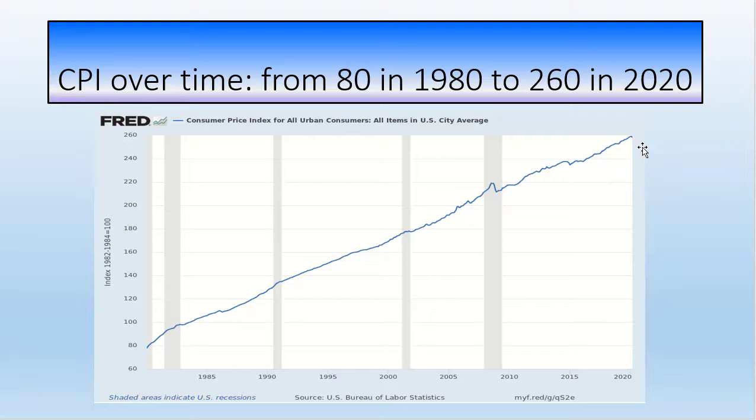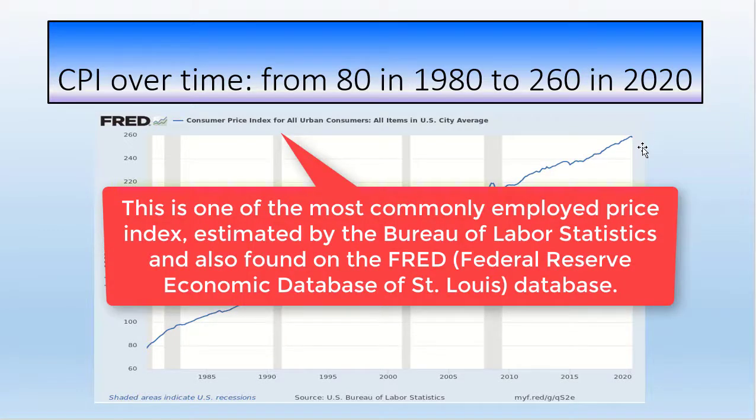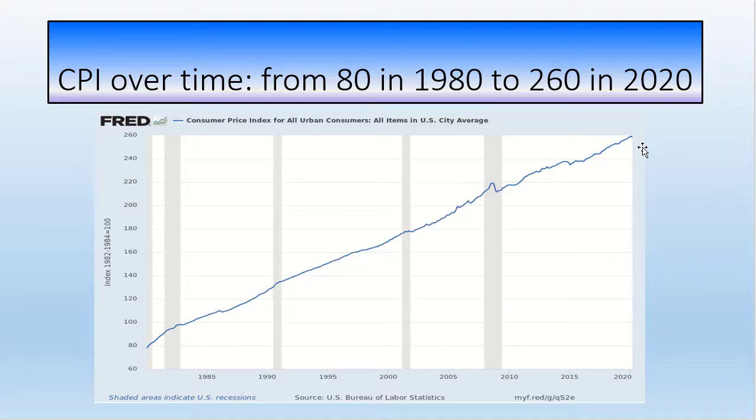Now, this is the Consumer Price Index for all urban consumers, all items in U.S. cities, and it's an average. It's computed by the Bureau of Labor Statistics. And let's note here, remember the shaded areas are recessions.